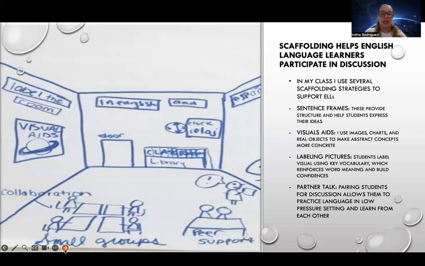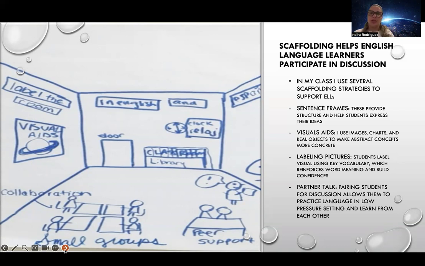Using a student's native language is not a barrier, it's a bridge. Research shows that allowing a student to use their first language can enhance comprehension and support cognitive development, Garcia and Kleyn 2016. Scaffolding helps English language learners participate in discussion.